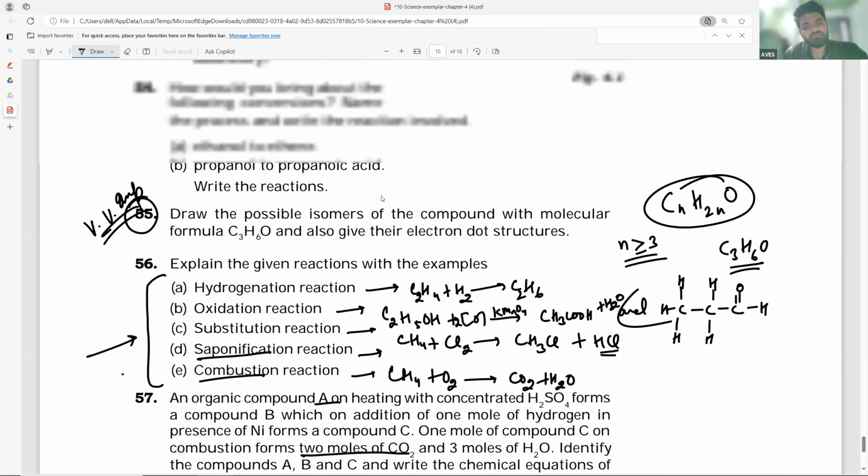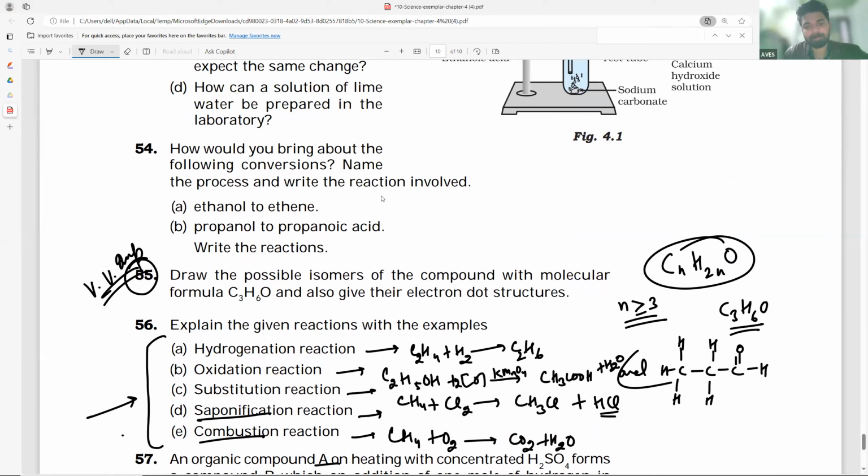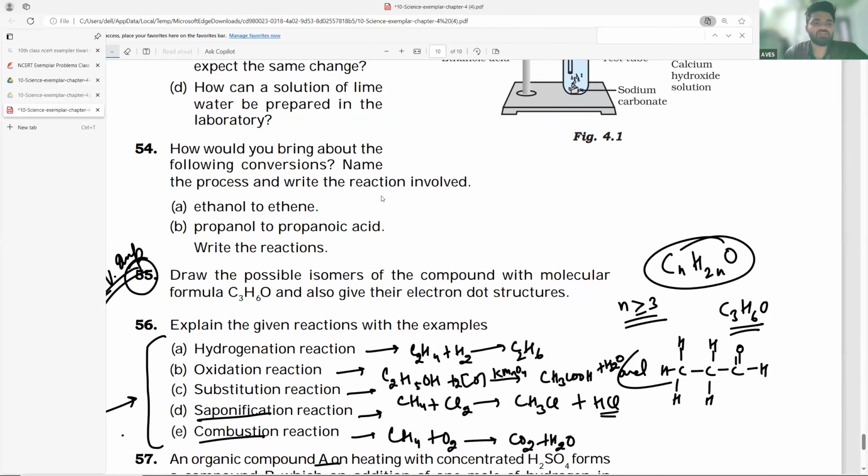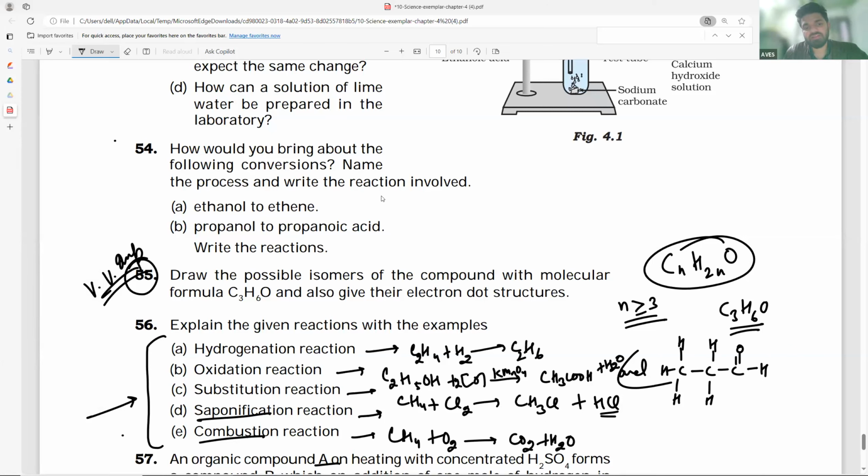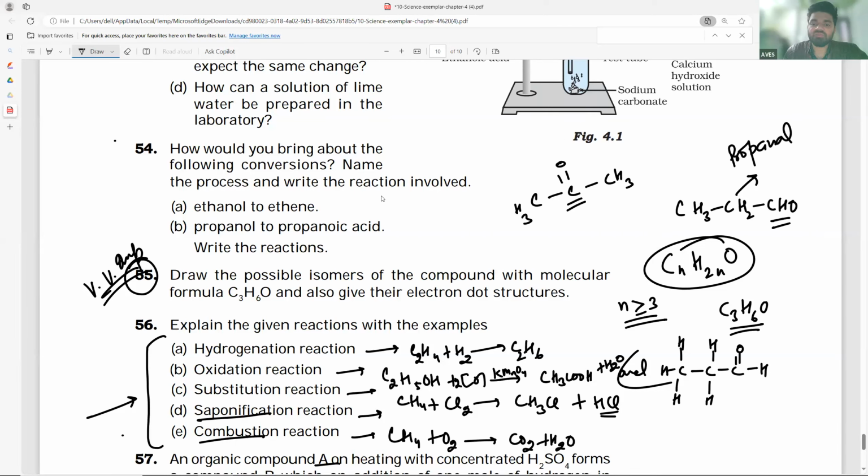Now, question number 55. Draw the possible isomers of C3H6O. There can be two possible functional isomers. One is propanone, where the ketone group is there. Another one is CH3CH2CHO. You can count three carbon, total six hydrogen and one oxygen. This is the aldehyde functional group here. Note it down, please.